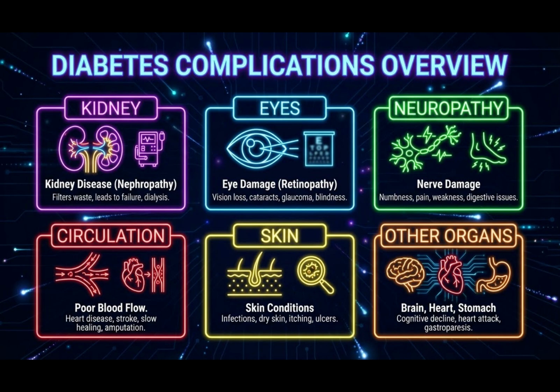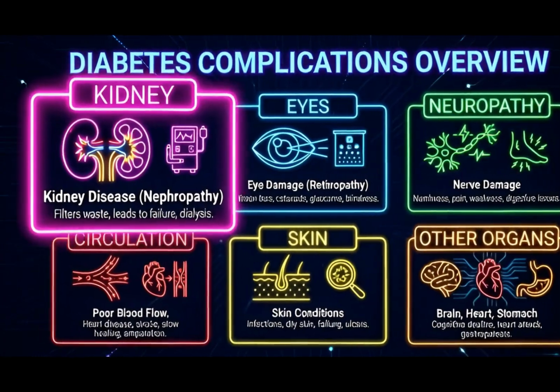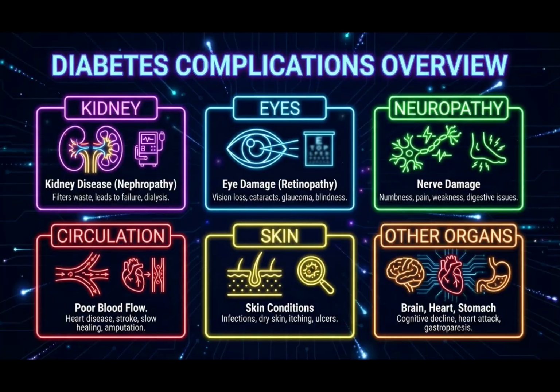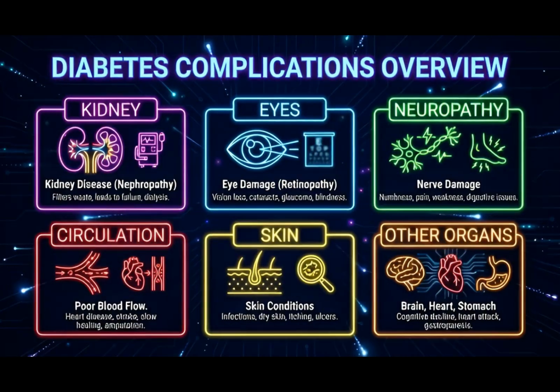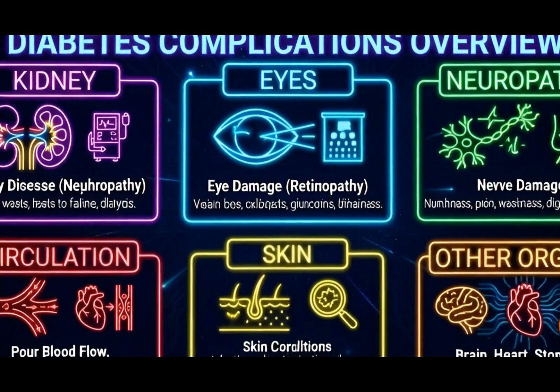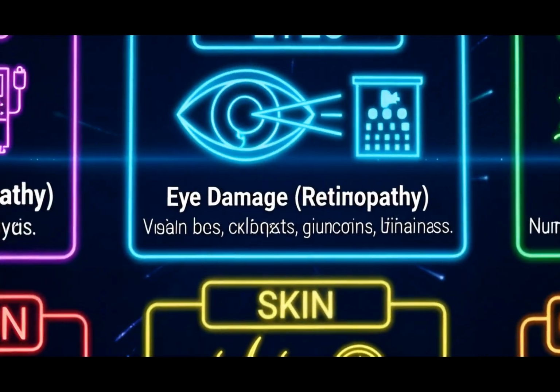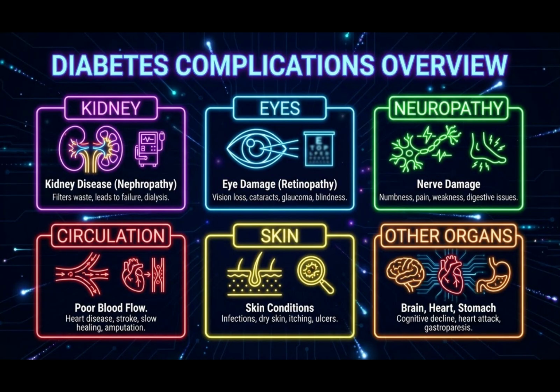This slide summarizes the major complications associated with diabetes, complications that coders must recognize and code accurately. First, kidney complications, also known as diabetic nephropathy. Diabetes can damage the kidney's filtering system, leading to kidney failure and dialysis. Next, eye complications, or diabetic retinopathy. These include vision loss, cataracts, glaucoma, and eventual blindness if left untreated.